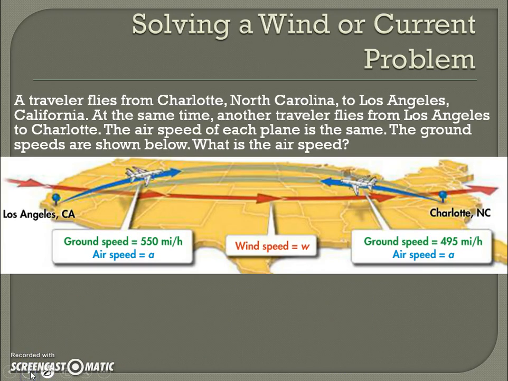Let's look at another one here. Solving a wind or a current problem. It says a traveler flies from Charlotte, North Carolina to Los Angeles, California. At the same time, another traveler flies from Los Angeles to Charlotte. The airspeed of each plane is the same. The ground speeds are shown below.